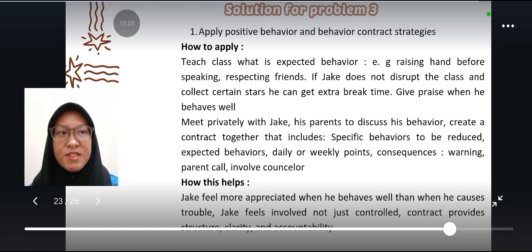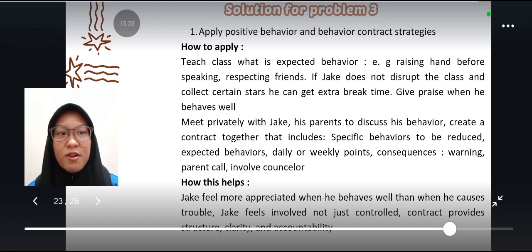Respect friends. If Jack doesn't disrupt the class and collects a certain number of stars, he gets extra break time. Give praise when he behaves well. Meet privately with him and his parents to discuss his behavior. Create a contract together that includes specific behavior to be reduced, expected behavior, daily or weekly points, consequences, warning, parent call, and involving the counselor.